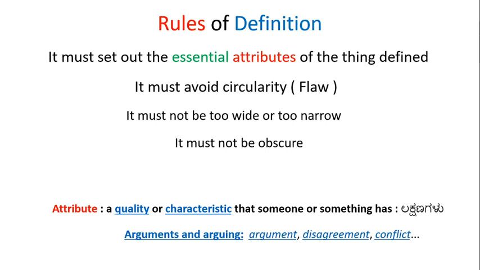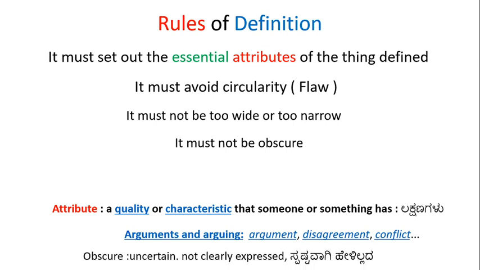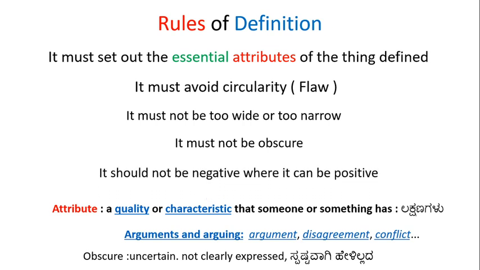And it must not be obscure, which means that it should be very, very clear. There should be no uncertainty. Spashtavagi helillada, that should be totally avoided. It should not be negative where it has to be positive. So these are some of the rules. If you want to define, keep these rules in your mind and try to define things in physics, chemistry, maths, in any subject for that matter.